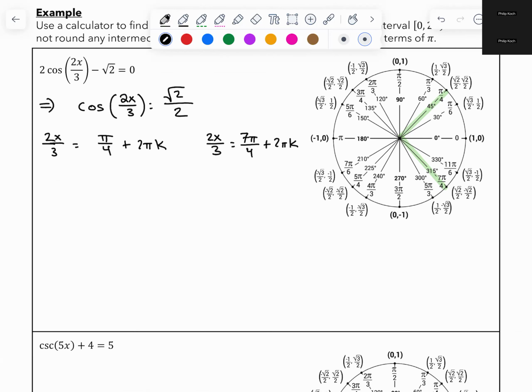Anyways, we'll solve for x. So you can either do it in 2 steps or you can multiply by the reciprocal, which is what I'm going to do. I'm going to multiply by 3 over 2. And that gives me just x is equal to 3 pi over 8 plus 3 pi k. And then x equals, let's see here, 21 pi over 8 plus 3 pi k.